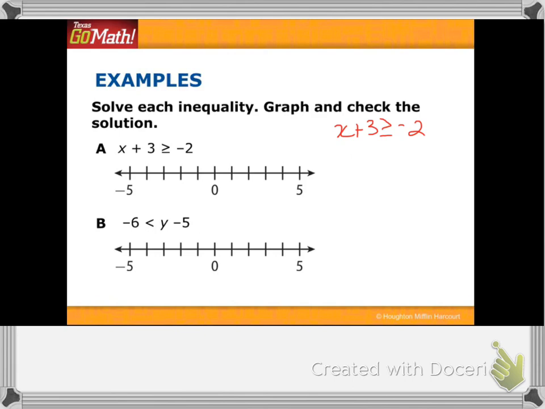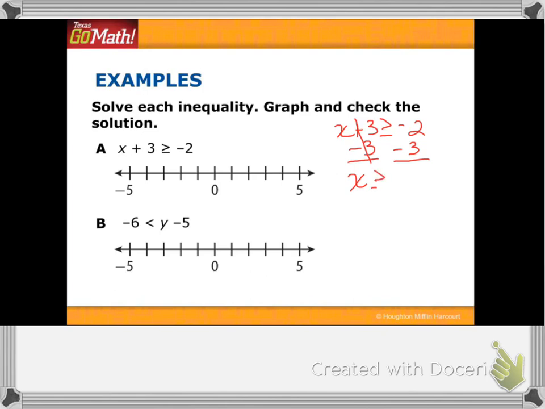So here we are adding 3 to x plus 3. Just like when we solve equations, we want the opposite in order to isolate that variable. So the opposite of adding 3, or the opposite of a positive 3, would be a negative 3 or subtracting 3. Whatever we do to the left side of the inequality, we have to do to the right. So I'm going to combine a negative 3 with both sides. So my x is now isolated because when you have a positive 3 and a negative 3, they cancel out. There's 3 zero pairs. It makes 0.